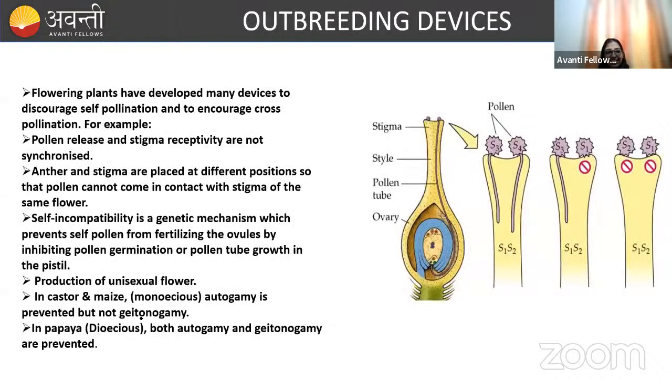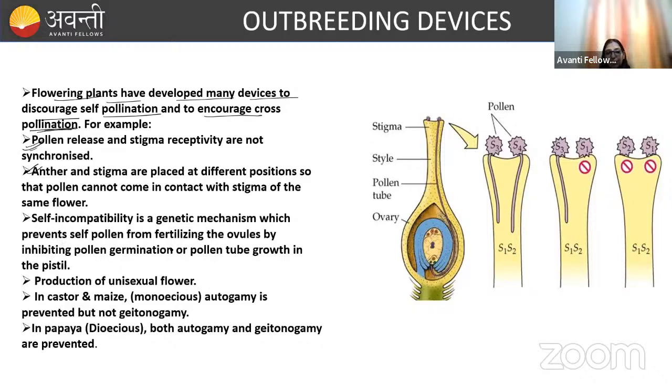Next one is the outbreeding devices. The flowering plants have developed many methods to discourage self-pollination and to encourage cross-pollination. First one is that pollen release and stigma receptivity are not synchronized. Remember, in case of autogamy, the pollen release and stigma receptivity are synchronized so that self-pollination can take place. But to promote cross-pollination, they should not be synchronized.